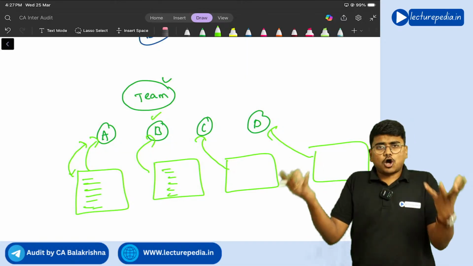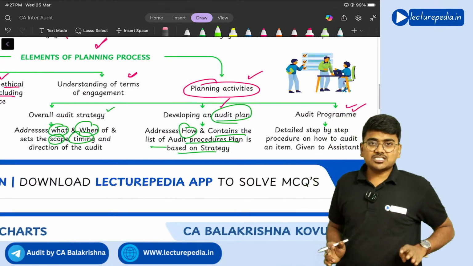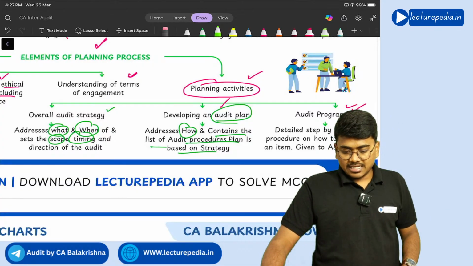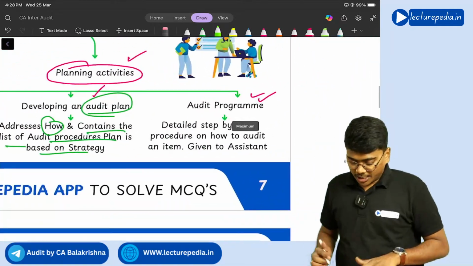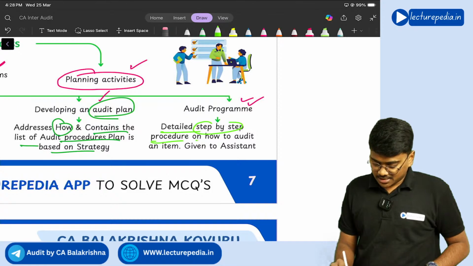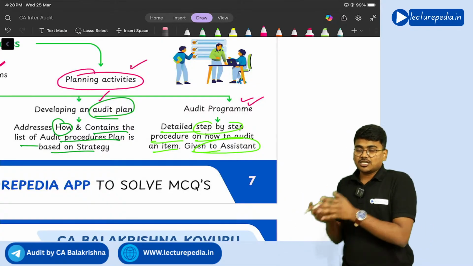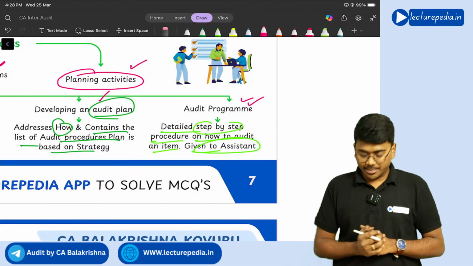The audit program also contains audit procedures only. Getting it? See, many students face this doubt about the difference between audit strategy, plan and program. I guess you people are clear with this now. I guess there is no doubt. Yes, sir. So see, the audit program is a detailed step-by-step procedure on how to audit an item given to a particular assistant. To each assistant, you will prepare a separate audit program which contains the list of audit procedures which have to be performed by him.